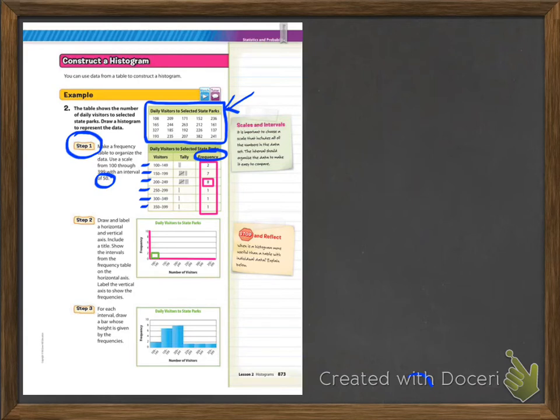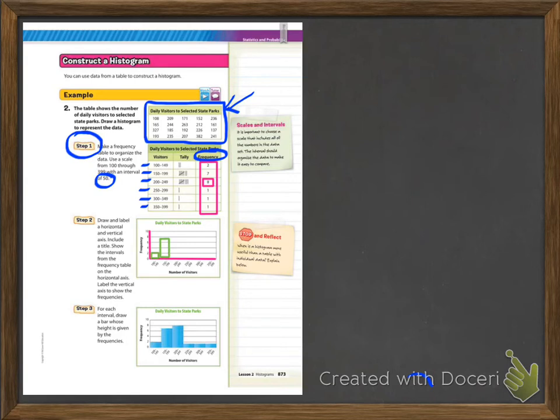Then our next one is between 150 and 199, and that was 7. You're going to find where your 7 is, about right over here, and go down. And you want to make sure that these bars touch. So let me make sure my bars touch. I'm going to have to move that one over a little bit.